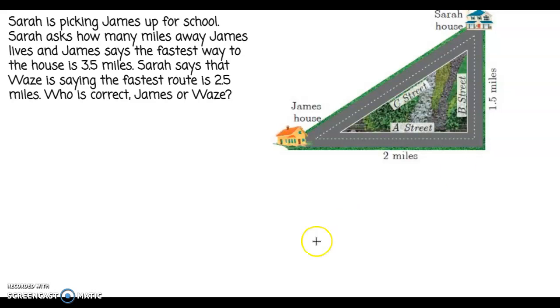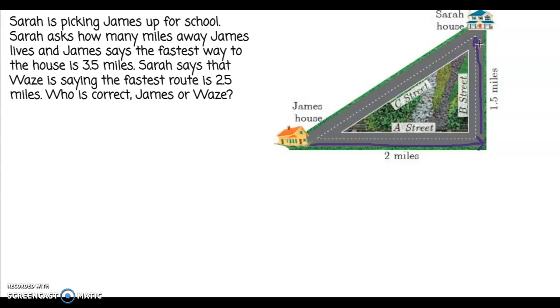Well, first of all, it looks like what James is saying to Sarah is that he is taking this route here down A Street, which is 2 miles long, and he is then going up B Street to get to the house of Sarah, which is 1.5 miles long. Waze, it looks like, might be taking a faster route, but let's try to see if this faster route, or this diagonal here, is 3.5 miles.